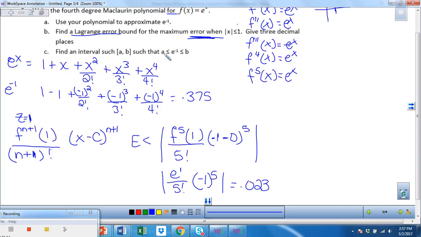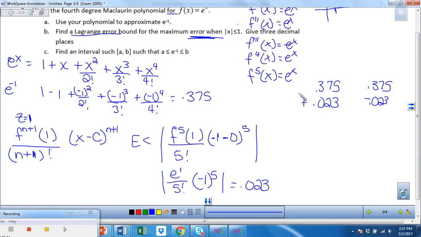Now we want this interval such that a is less than or equal to e to the negative 1, which is equal to e to the negative b. So once again, my approximated value was 0.375. My error is 0.023. So to find these values, I have to do 0.375 plus 0.023, and then 0.375 minus 0.023. Because what I'm saying is that because this is the amount of error that could be present, this answer will be off by plus or minus 0.023. This answer will be off by the error.